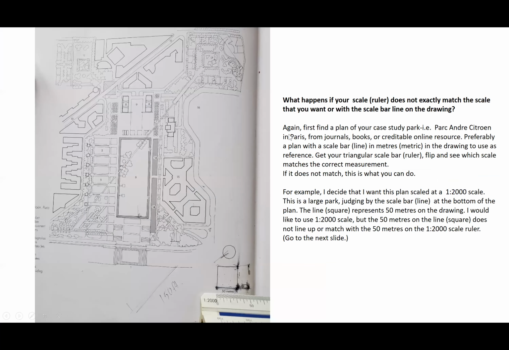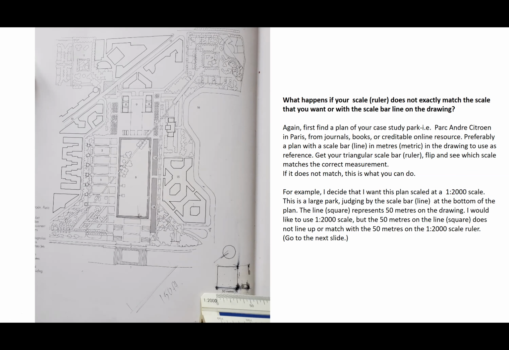Okay. So here's the plan of Parc André Citroën, and I did find one here with an actual scale bar at the bottom. But say, for example, you're flipping the scale bar and it doesn't exactly match. Then what do you do, right? A lot of times that could happen. And say you want to, for example, we'll try making it at a 1 to 2,000 scale. Let's try it at a 1 to 2,000 scale.